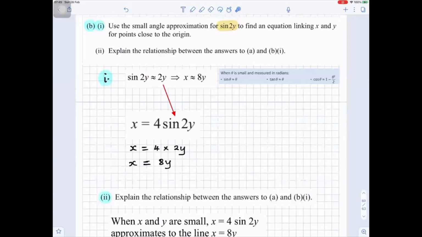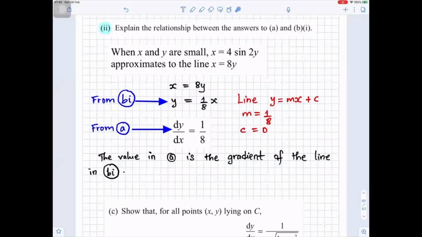Part B says use small angle approximation. So sine 2y is approximately 2y. So that means x is approximately 8y. This is a small angle approximation formula. Sine theta is approximately theta. Tan theta is approximately theta. So that means x is equals to 4 times 2y, which gives you 8y.